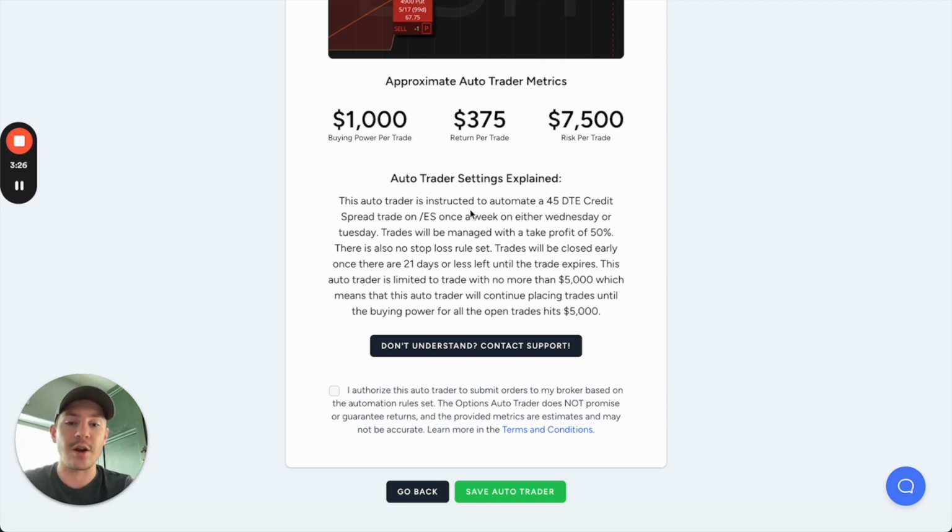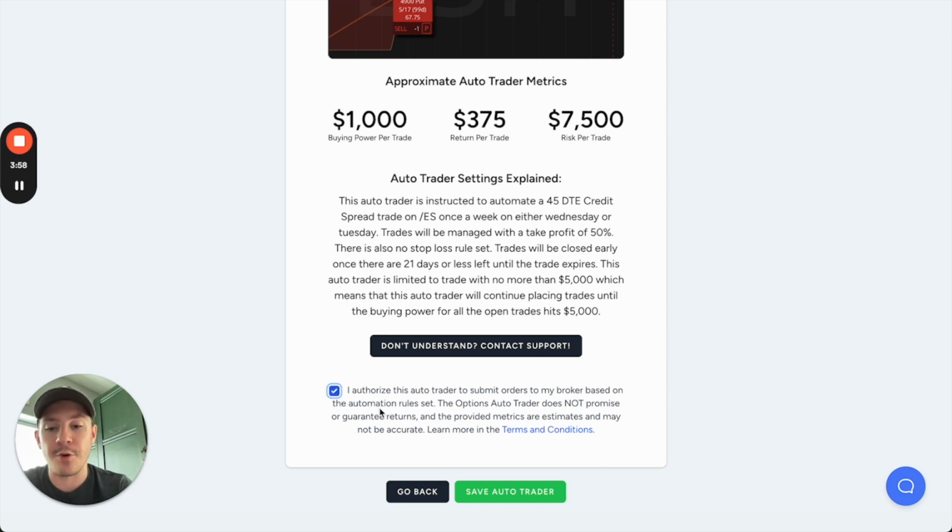This auto trader is instructed to automate a 45 DTE credit spread trade on ES once a week on either Wednesday or Tuesday. Perfect. This trade will be managed with a take profit of 50%. Perfect. There will be no stop loss rule set. Yes, that's fine. The trade will be closed early once there's 21 days or less left in the trade. Perfect. That's Tasty Live mechanics. This auto trader is limited to trade with no more than $5,000, which means that this auto trader will continue placing trades until the buying power for all the open trades hits 5,000. Perfect. It won't exceed 5,000.